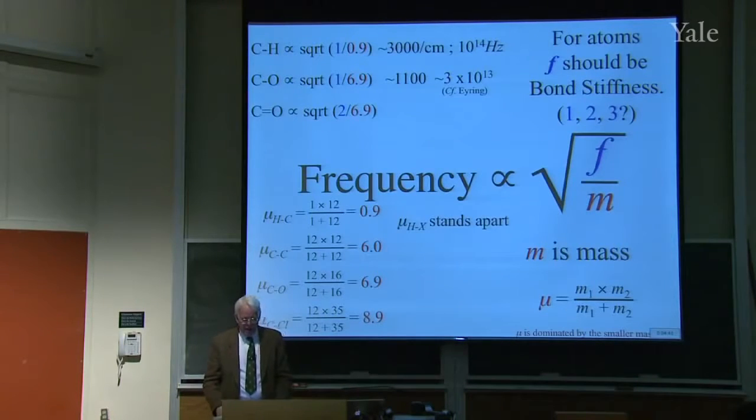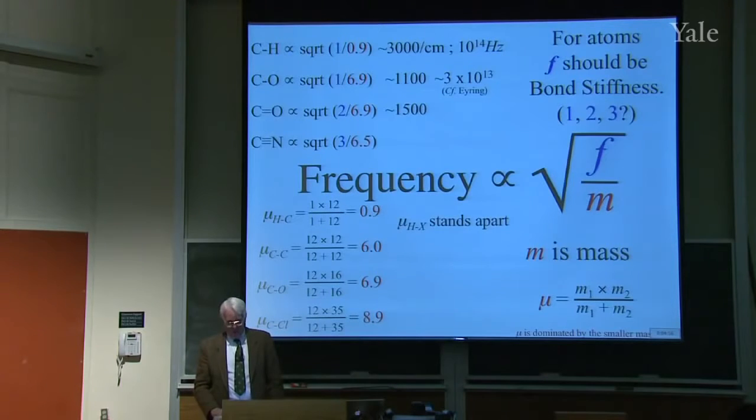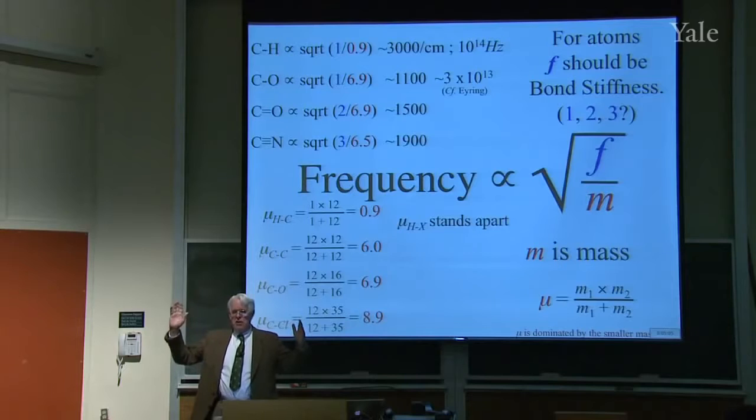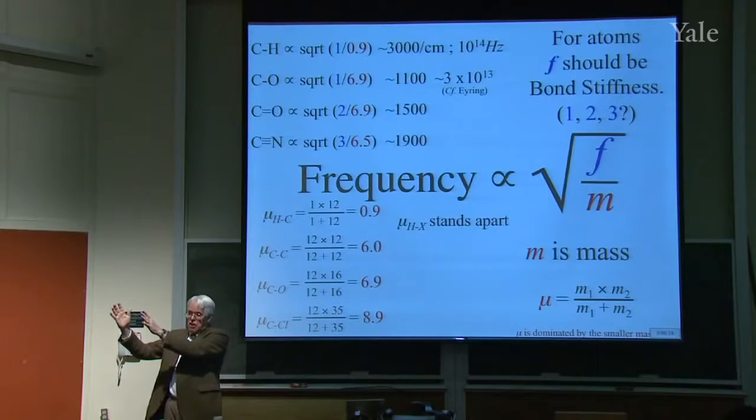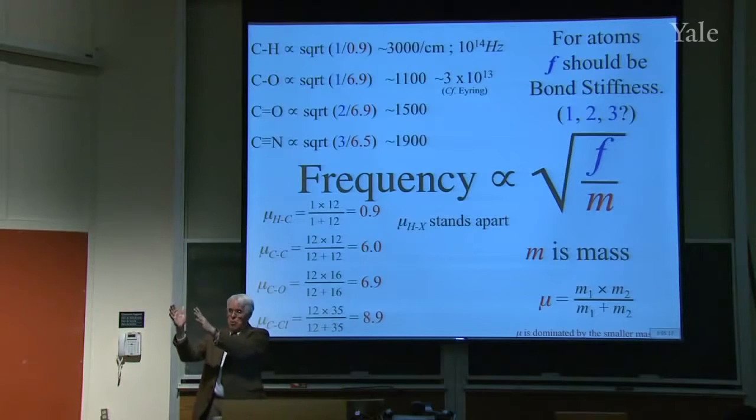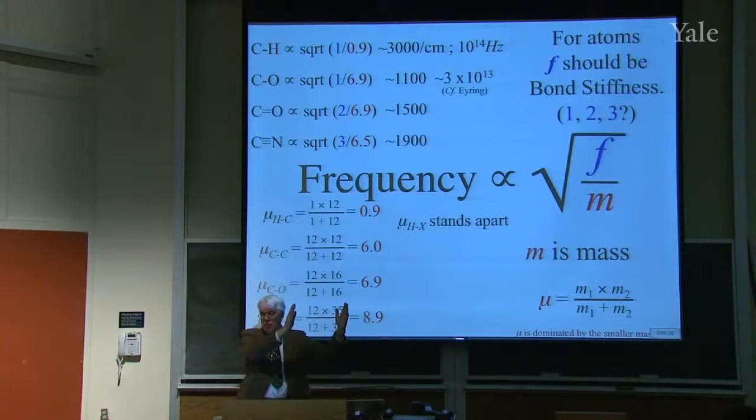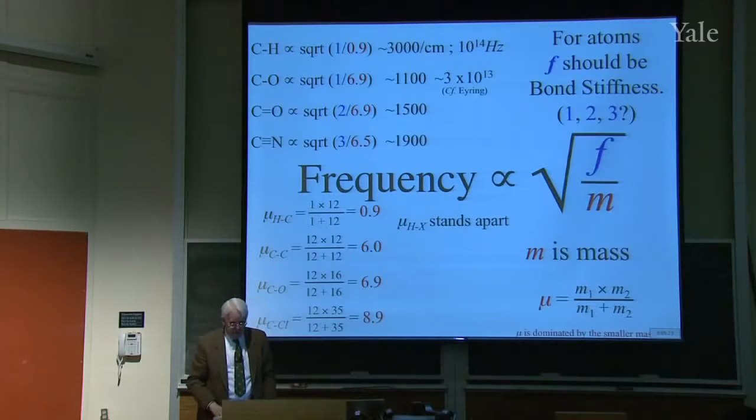Okay, so a C double bond, if a double bond is twice as high as a single bond, should be the square root of 2 over 6.9. And that's about 1,500, right? And that's about right. And a triple bond is higher still, with a 3 for the force constant, about 1,900. So you can see that if you have a spectrum where 3,000 is on the left, and 1,000 is toward the right, then you're going to have hydrogen stretching up here at about 3,000, and then you're going to get triple bonds, double bonds, single bonds involving other atoms, not hydrogen.